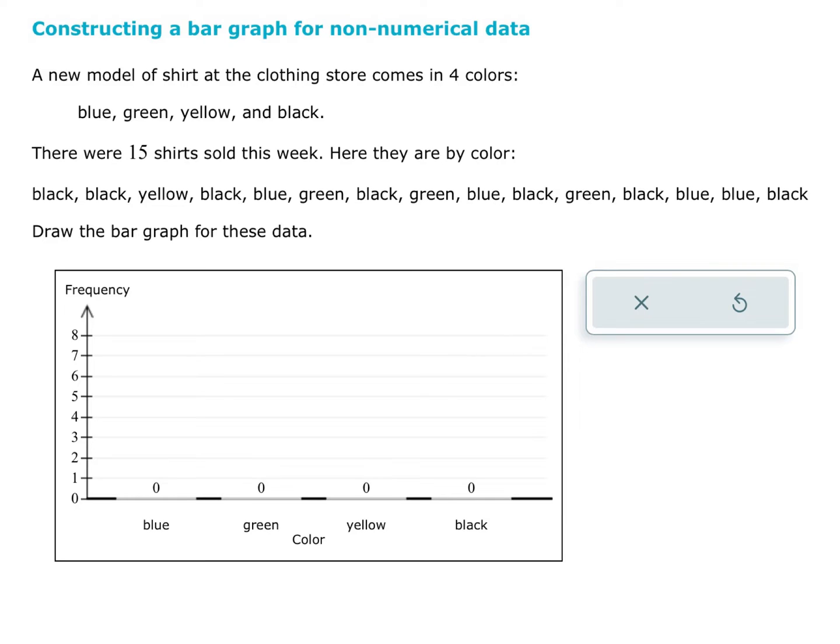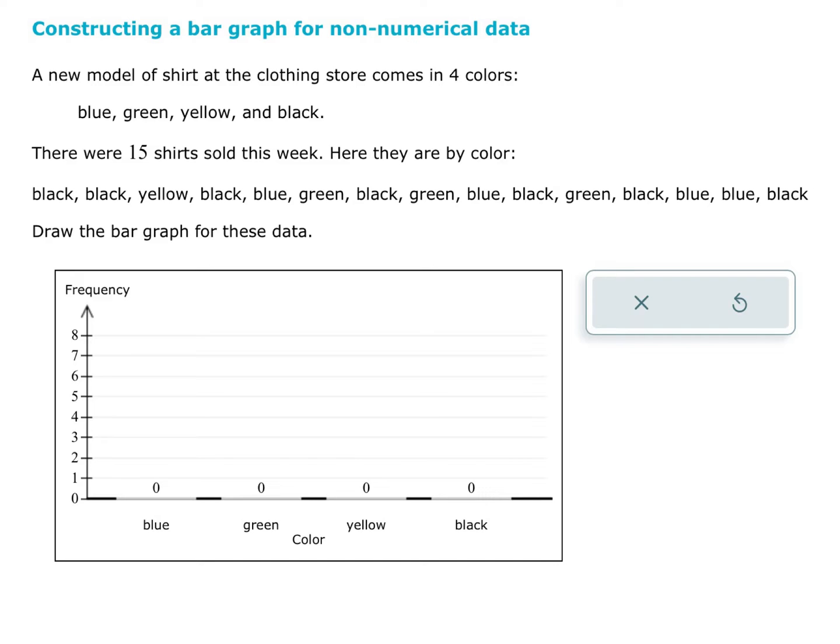This topic is constructing a bar graph for non-numerical data. So this first example says a new model of shirt at the clothing store comes in 4 colors, blue, green, yellow, and black. There were 15 shirts sold this week. Here they are by color. It lists all the data, and then we're going to make a bar graph for this data.